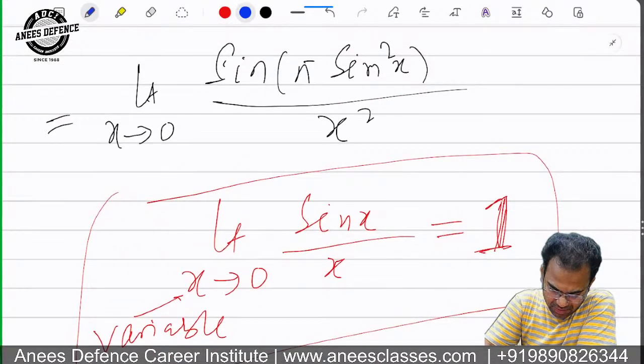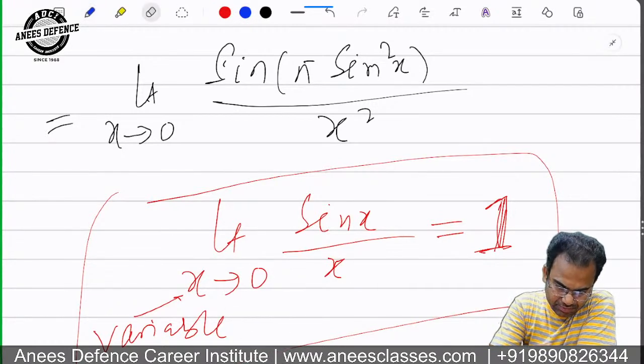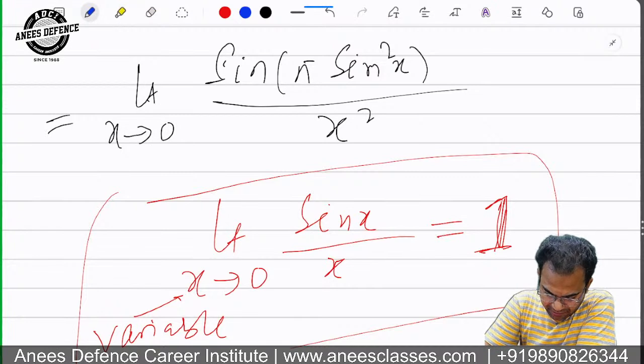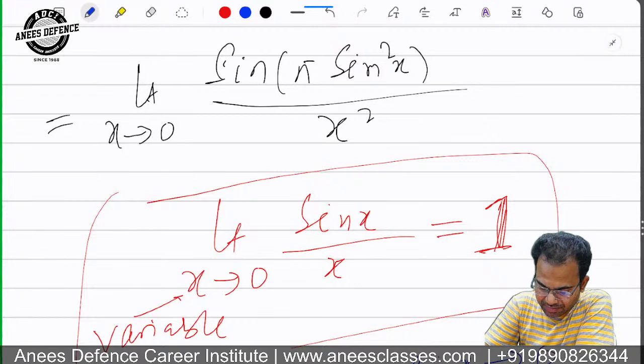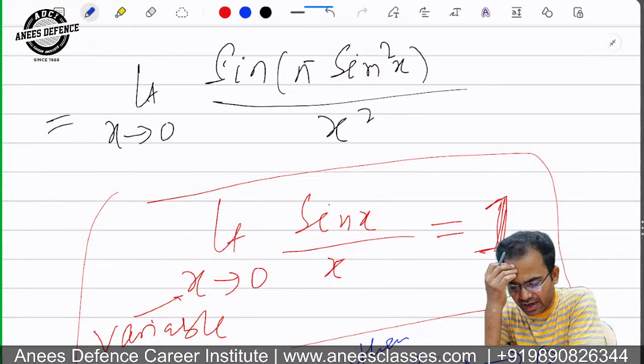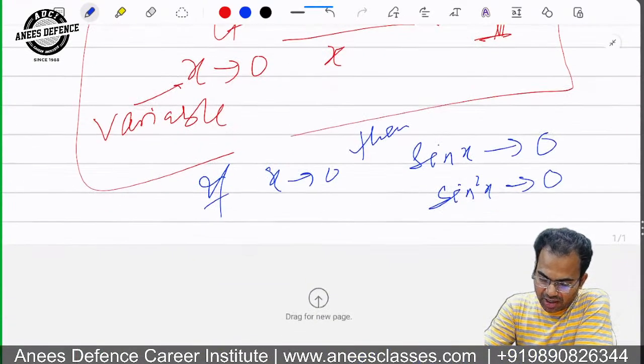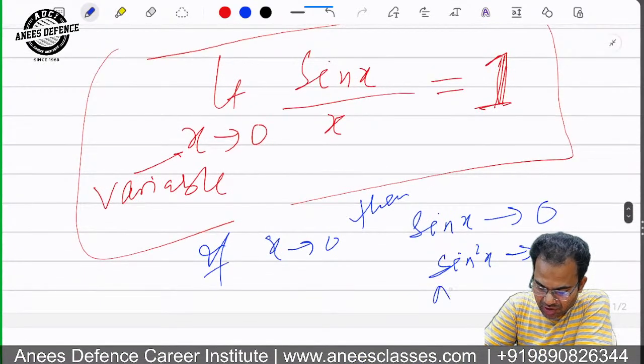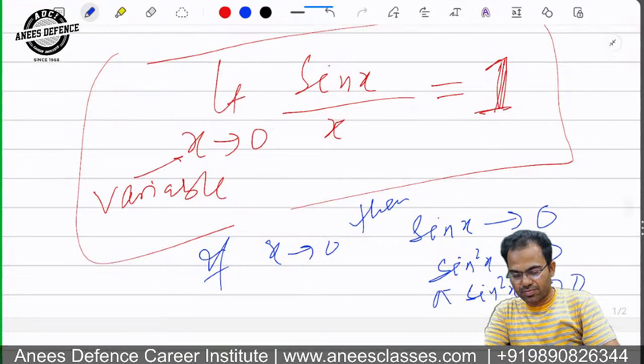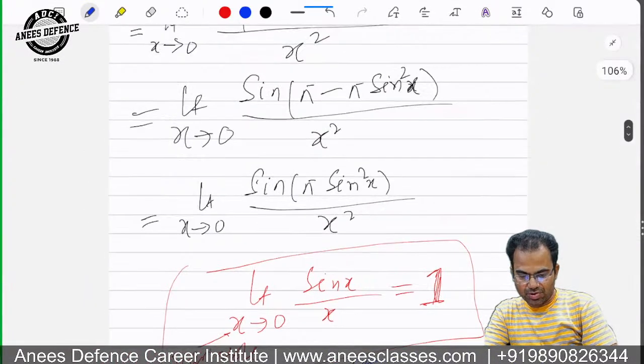If x tends to 0, sin x tends to 0, as well as sin square x tends to 0. You can write this, okay? And if you multiply with pi, you will get pi sin square x tends to 0. Okay?